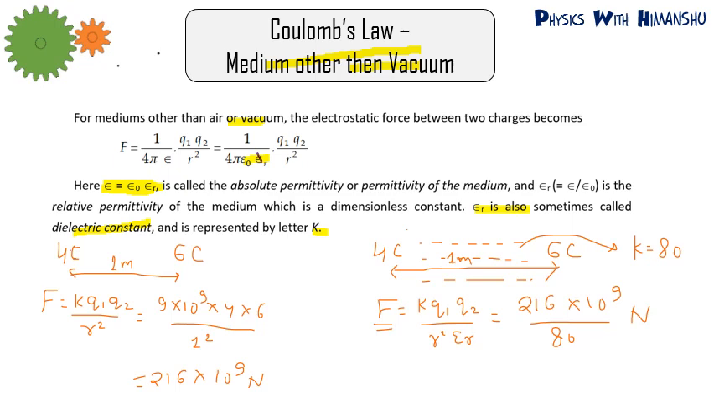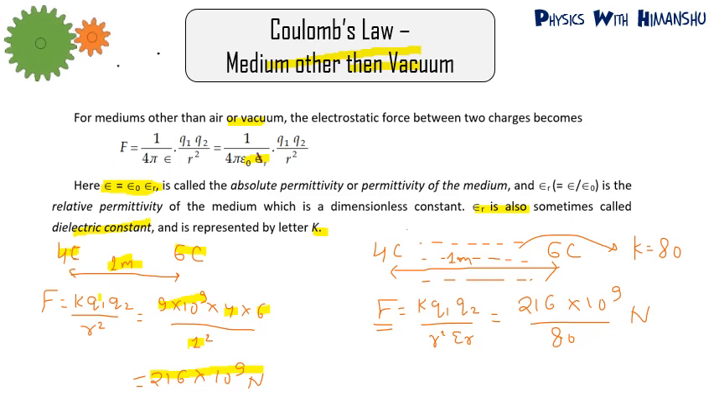So I am taking two numericals here. In the first numerical, there are two charges, 4 coulomb and 6 coulomb. They are separated by a distance of 1 meter. So force between them will be K Q1 Q2 by R square. K is 9 into 10 raised to power 9. First charge is 4 coulomb, second is 6 coulomb, and distance is 1. So the force becomes 216 into 10 raised to power 9 Newton.